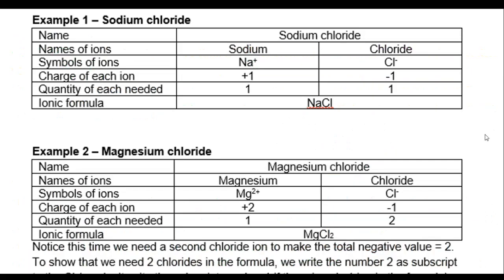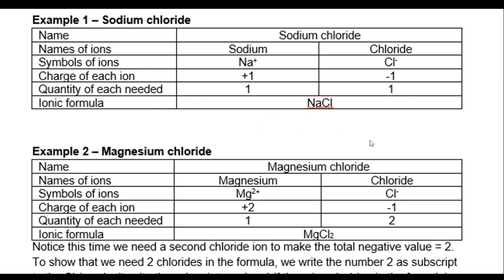So we have some examples here. We have sodium chloride, so it shows the names of the ions, the symbol for each ion, the charge of each ion, and then how many we need. And this then gives us the formula using the symbols to show how many of each ion is needed.